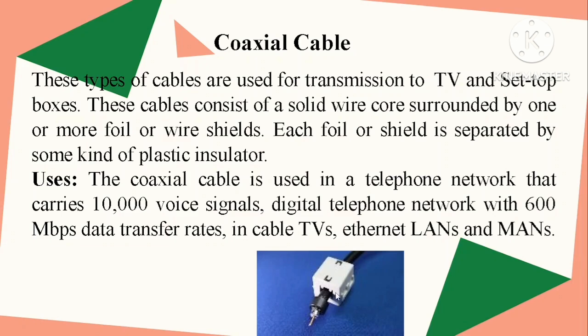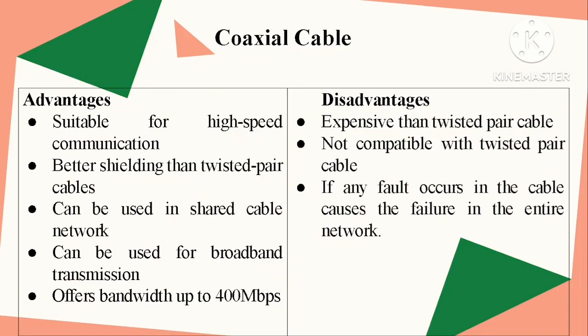This is generally used in telephone networks where more than 10,000 voice signals can be carried. It can be used in digital telephone networks and in cable TVs generally. Ethernet LANs and metropolitan area networks also use coaxial cable. What are the advantages? It is suitable for high speed communication, so the communication is higher compared to twisted pair. Better shielding than twisted pair. Then it can be used for broadband transmission. It offers bandwidth up to 400 Mbps.